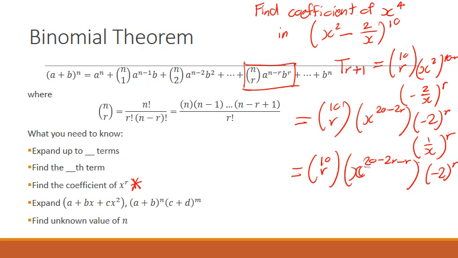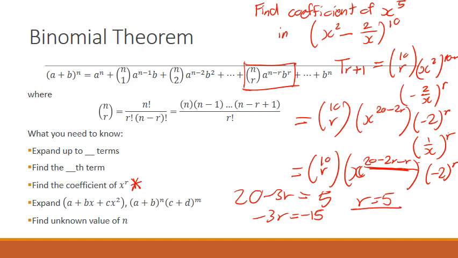And then we equate the power of x over here to be the same as the power over here. So I have 20 minus 3r equals to 4. Okay, 4 doesn't work. Sorry, it's not 4, it was 5. 20 minus 3r equals to 5. So then I have negative 3r equals negative 15 and r equals to 5. Alright, then after that what I'll do is I'll substitute this r equals to 5 back into this general term itself.